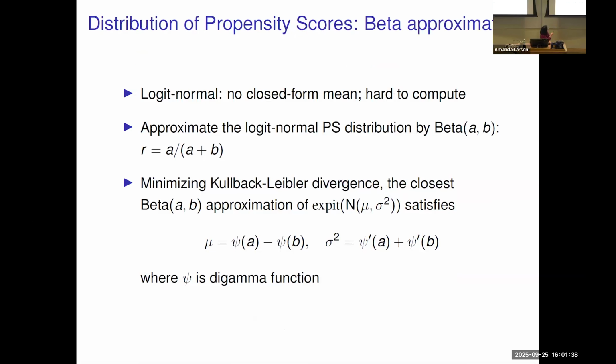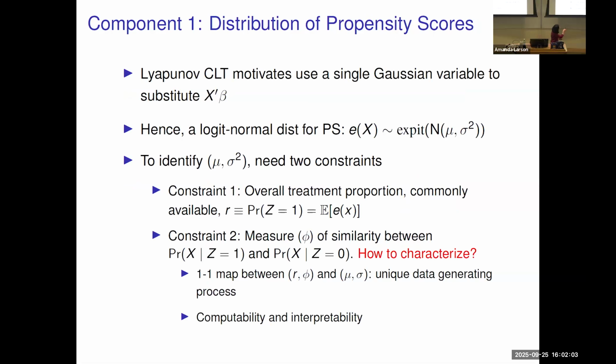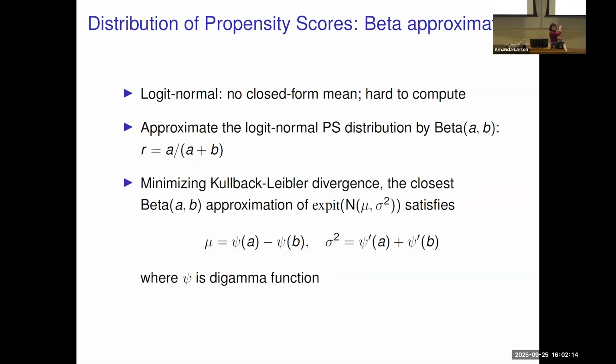Another beauty of the beta distribution is that if we now approximate a logit-normal distribution by a beta distribution, I call the parameters A and B. Normally we call them alpha and beta, but here alpha and beta are already used for type 1 and type 2 error, so I use A and B. The nice thing is that you know the mean of a beta distribution A, B: it is A divided by A plus B. This is nice, right? Because my treatment proportion is the mean of the propensity score. If my propensity score is a beta distribution A, B, this first constraint is closed form. Nice. I just need a second one.